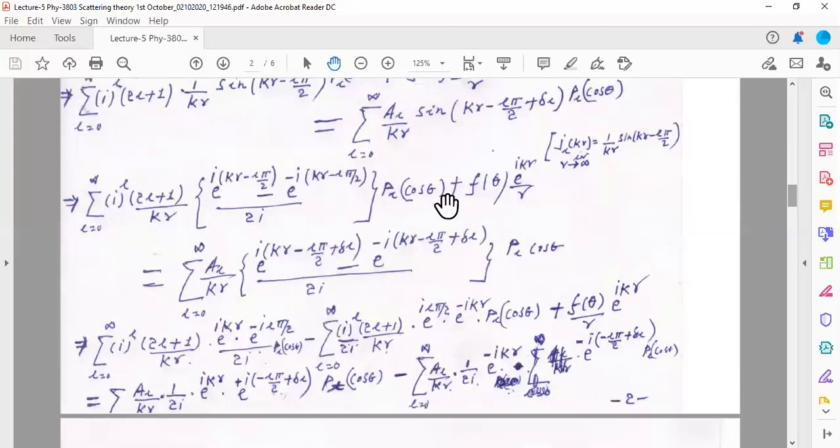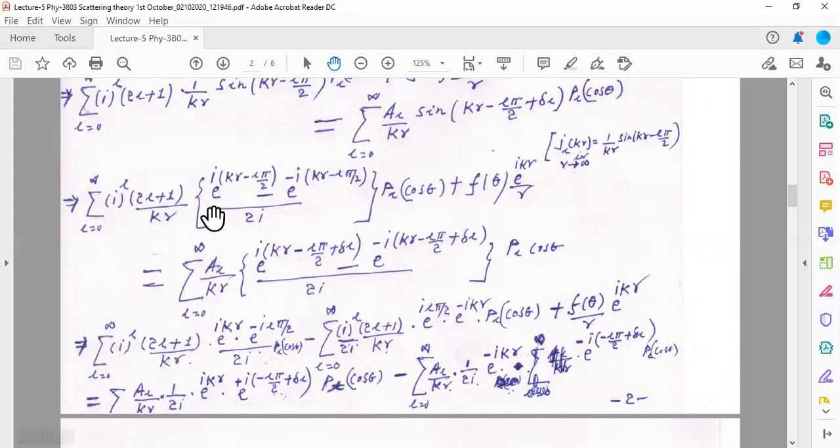Now you will have to simplify this equation. So we have to open the curly bracket term, dear friends. When you open the curly bracket term, first I will take the first term of the curly bracket with the term which is given here. So I take the first term, i to the power of l, (2l+1) over kr, with the first term of the curly bracket. So you see i to the power of l (2l+1) over kr. It is mentioned here.